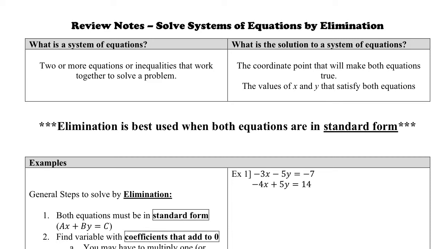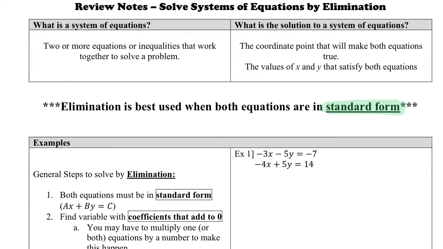Solving systems by elimination. So again, a system is just two or more equations that work together, and I want the coordinate point that makes both equations true. Now, elimination will work best when both equations are in standard form. So if you see that you have x's and y's on the same side, that's when elimination is going to be the simplest method of solving to use.